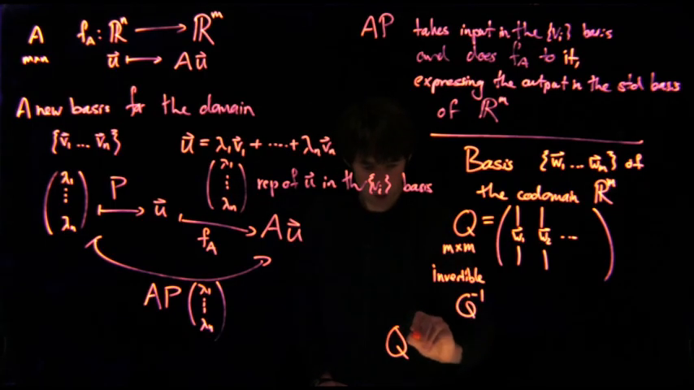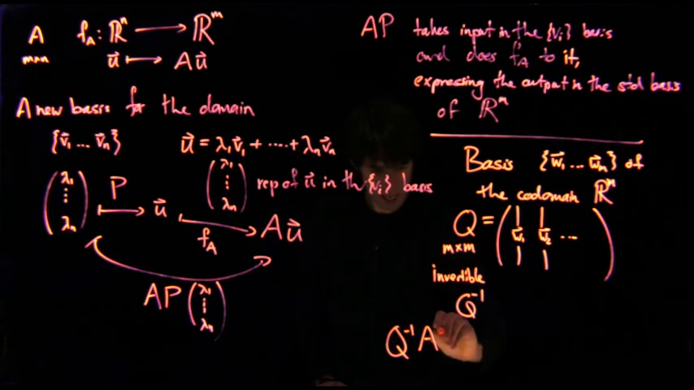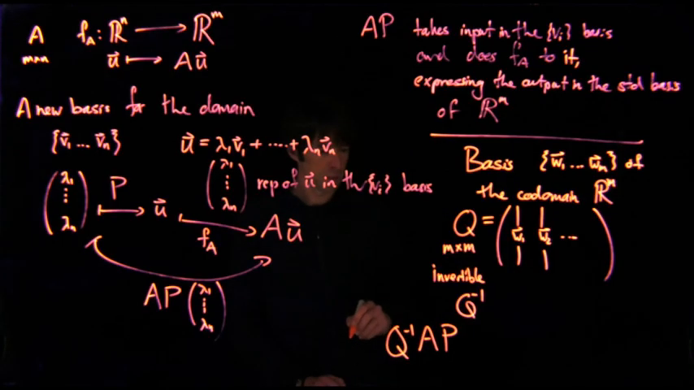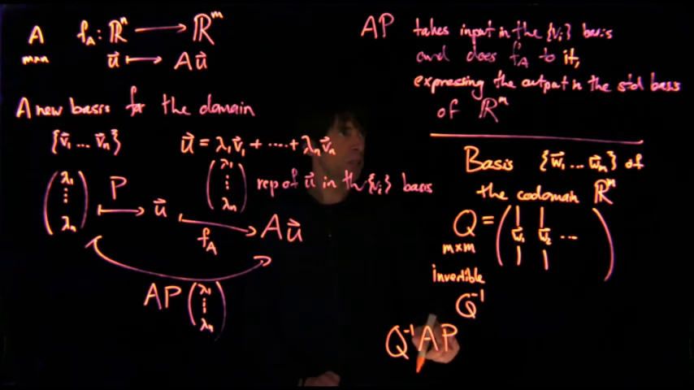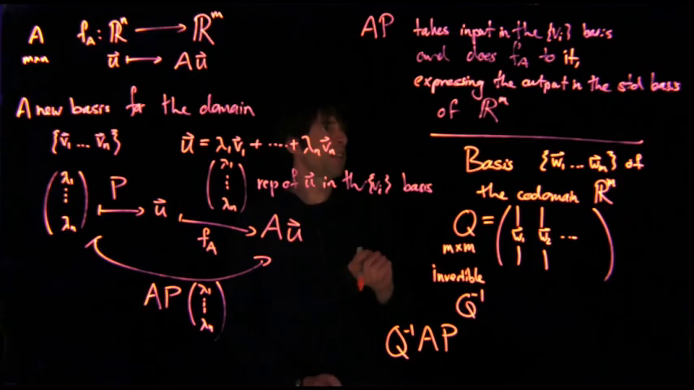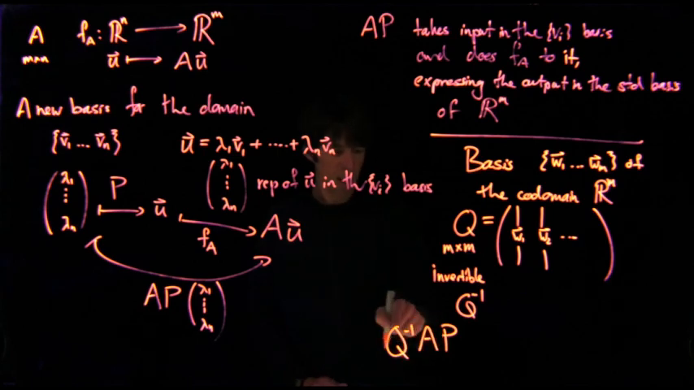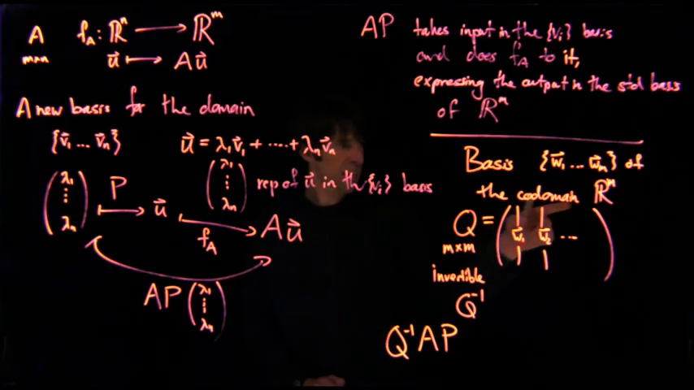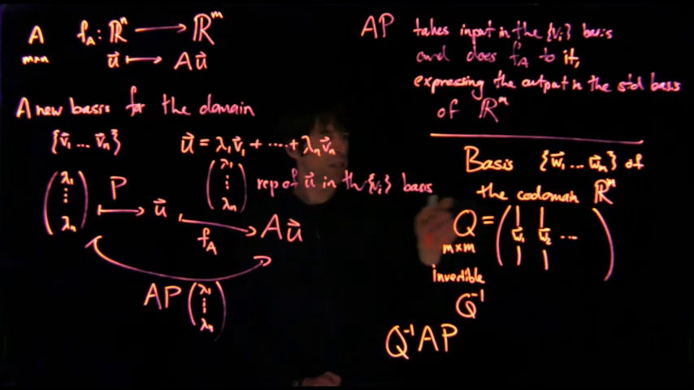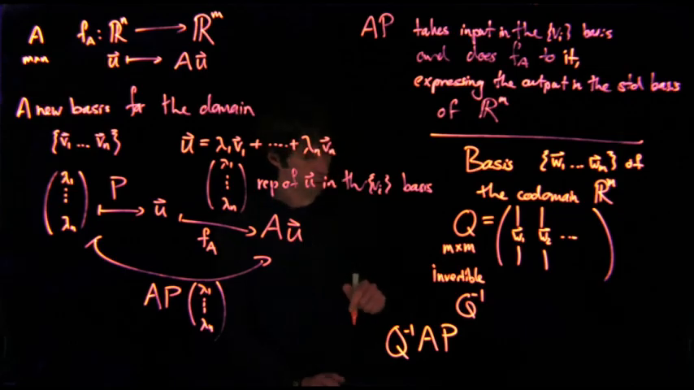So now Q inverse times A times P. This takes as input a representation in the V basis. P converts it to the standard basis. A does what it's supposed to do in the standard basis. And then Q inverse converts that representation in the standard basis of Rm to the representation in the W basis.